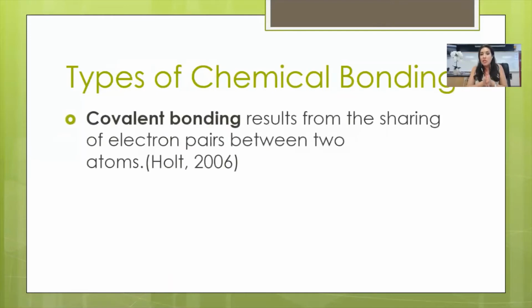Our second type of bond we're going to discuss is covalent bonding. Co meaning, you know, like cooperation or coordinate, so it has something to do with the joining. This covalent bonding results from the sharing of electron pairs between two atoms. Covalent bonding is sharing of electrons, versus the ionic bonding that was a full electron transfer.